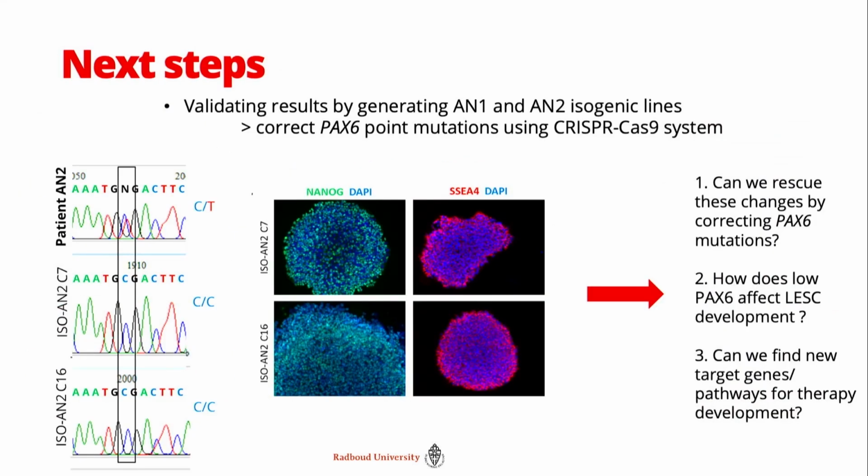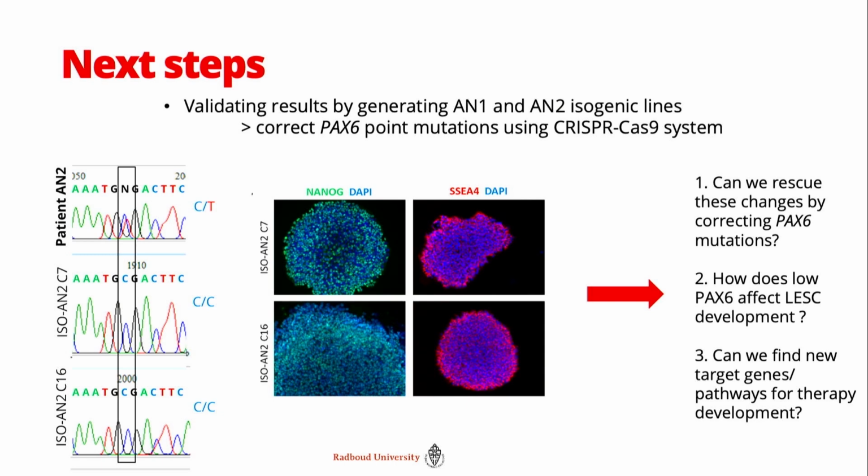Because we see this variability between the two lines, we are a bit worried about what this means. Are these results because of PAX6 itself, or is there something else going on? And the best way to solve this question is to do isogenic lines. So we pick the aniridia 1 and aniridia 2 lines, we correct each of the mutations, and then we have an exact control for that line. So we're doing that at the moment. For the aniridia 2, it feels promising.